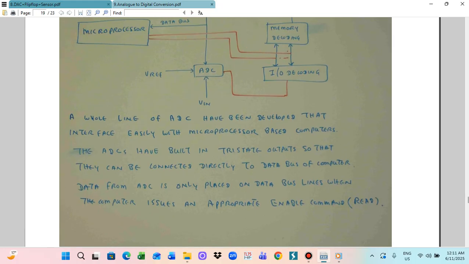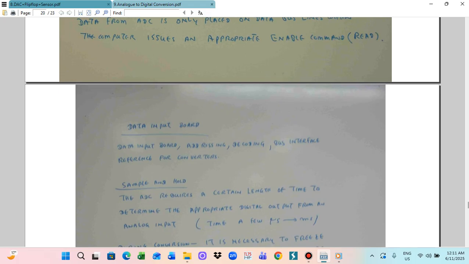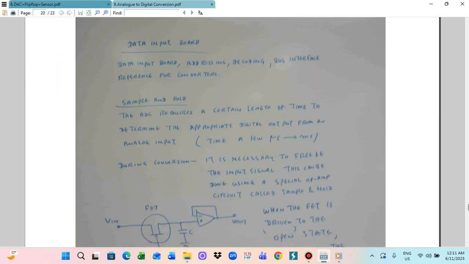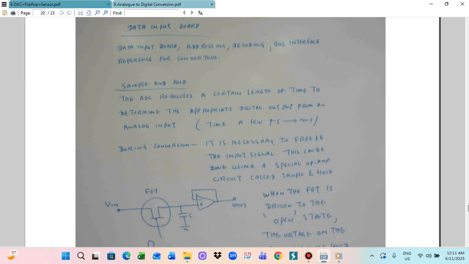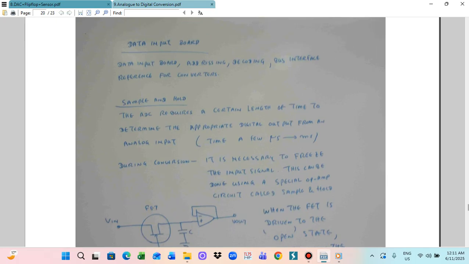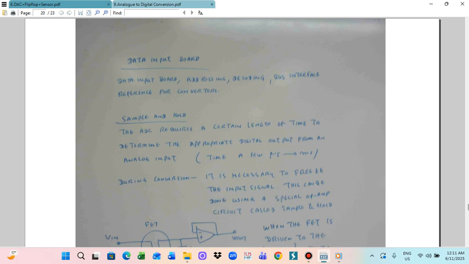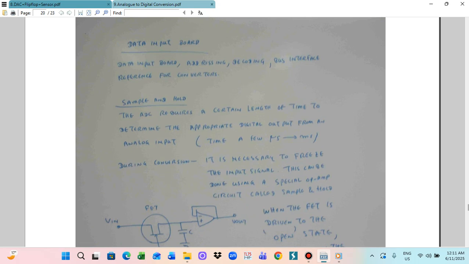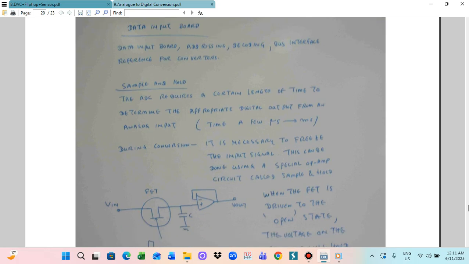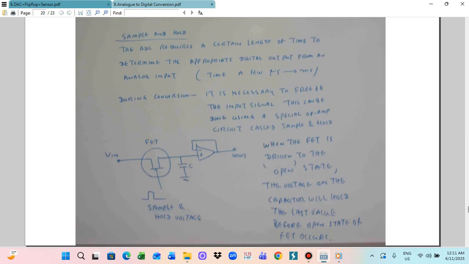In this system, we have the data input. The data inputs include the address bar. Address bar means you can allocate the data into a particular address. The decoding system, interface circuit, and reference for the computer are included in the data input system. Another one is the sample and hold system. Because the analog signal is ever changing, we cannot look at the signal all the time, so only the significant value of the signal is recorded and held. This is the analog sample and hold circuit.